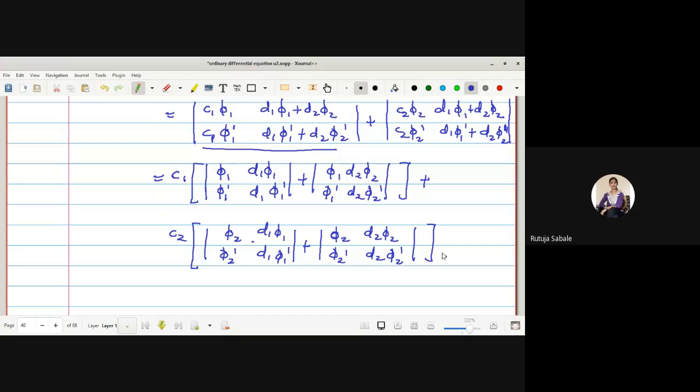आता इथे नीट पहा. This determinant, एकच मिनिट.